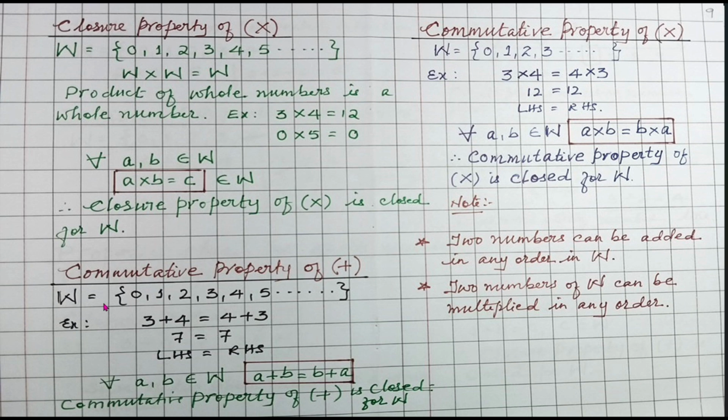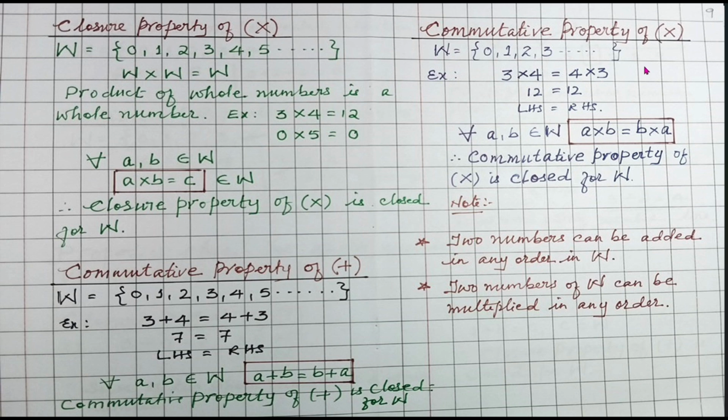Now let us speak about the commutative property of addition. You all know what is commutative property. The order of addition of two numbers can be in any order, that is A can be added to B or B can be added to A. The answer is the same, or the result is the same. Therefore, when we take two whole numbers 3 and 4, we add, we get 7. Whether we add 4 to 3 or 3 to 4, we get 7. Therefore, commutative property of addition is closed for a set of whole numbers.